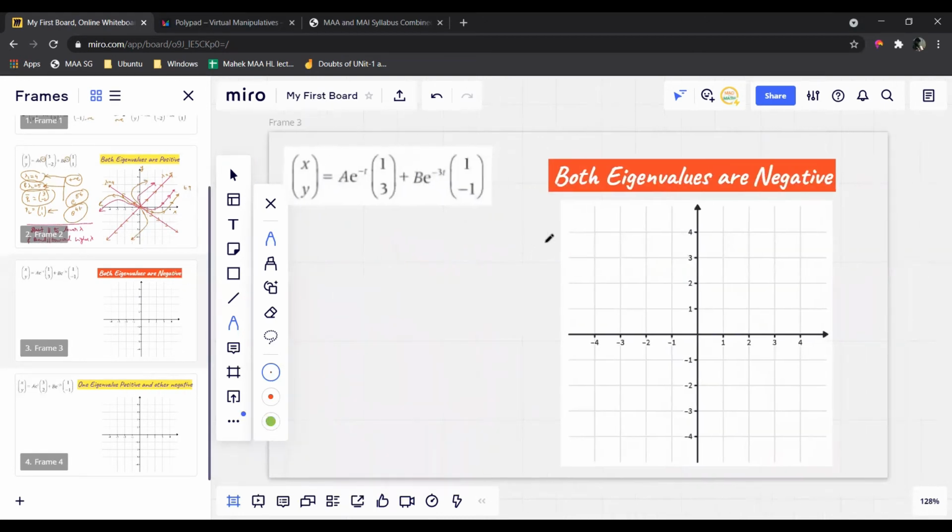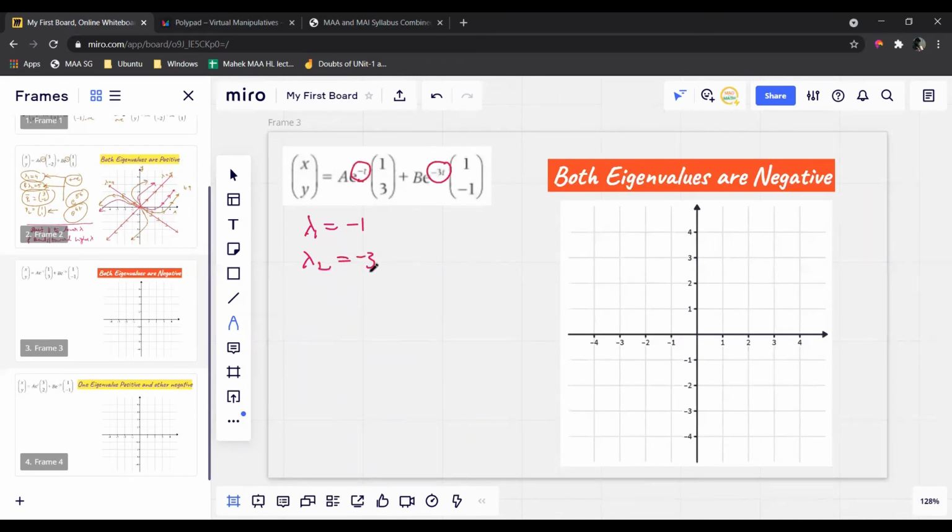Okay, what happens when both of them are negative? We'll do the same thing again. We'll first draw the eigenvectors. You can see your eigenvalue lambda 1 equals -1, lambda 2 equals -3. Look at this, -1 and -3, and the corresponding eigenvectors: p1 bar is equal to 1 and 3, p2 bar is equal to 1 and -1.